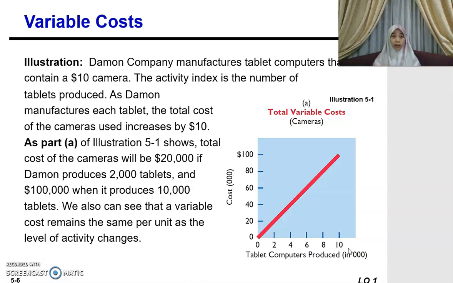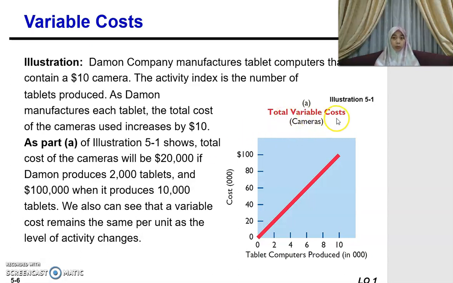If that cost varies with your level of activity, then the x-axis is your level of activity and your y-axis is your cost. So if it varies, this one is your total variable cost. If you produce more of that output, or the units increase, then your cost will also increase.